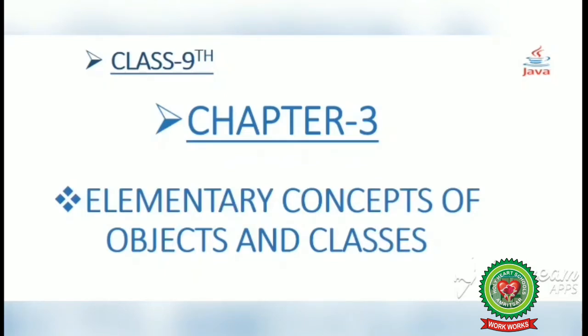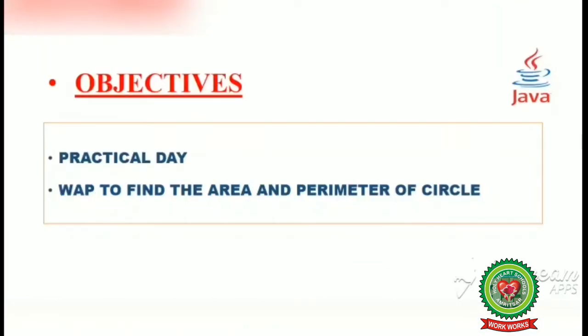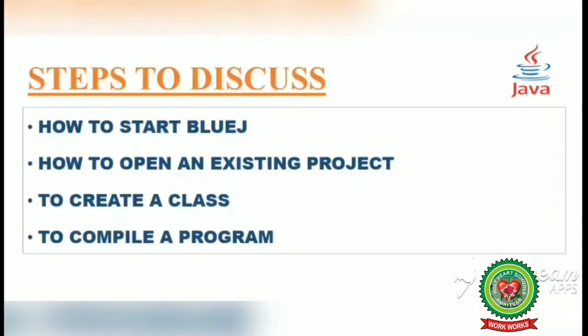Today we are going to discuss class 9th chapter 3, elementary concepts of objects and classes. Today we are having practical day and we are going to discuss the program to find the area and perimeter of a circle. To find the area and perimeter of circle we have to start with our BlueJ application.